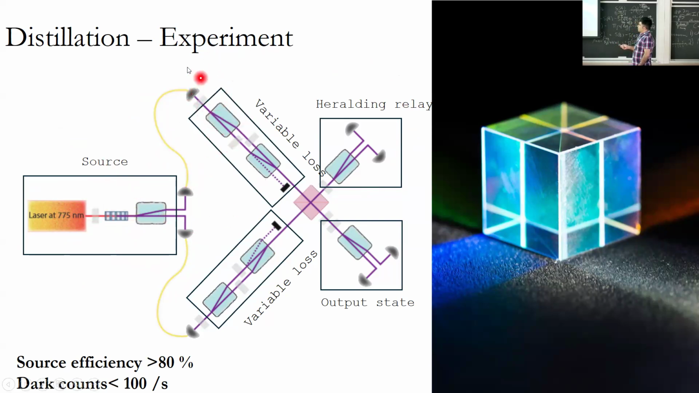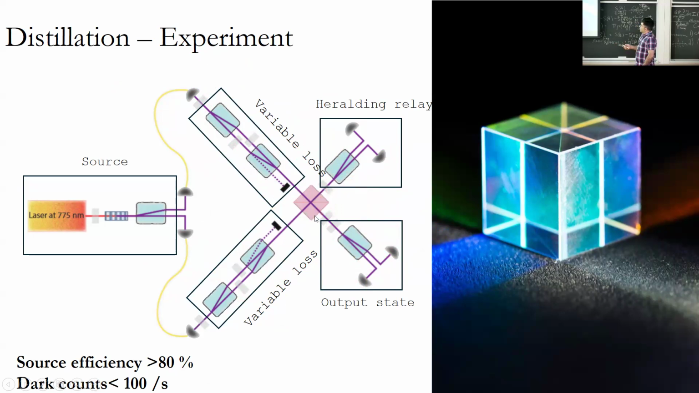I just call one of these arms Alice, one of them Bob. Then you have these interferometers where we can implement a variable loss. And as I said, Alice goes through the loss, Bob goes through the loss. This is the central interference. This is the relay or heralding station, and this is the output state, which is shared between two parties.